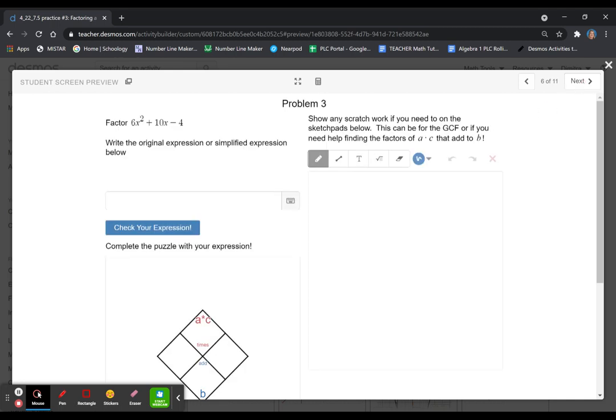And problem 3 says factor 6x squared plus 10x minus 4. Write the original expression or simplified expression below. So that means if there is something to factor, you need to factor that out. So let's notice each term. We have 6x squared, 10x, and negative 4. I notice that 6, 10, and 4 are all multiples of 2. So that means that I can probably at least divide it by 2. So I need to find the GCD. So we're going to go back to slide 1 and find the GCD of 6, 10, and 4.